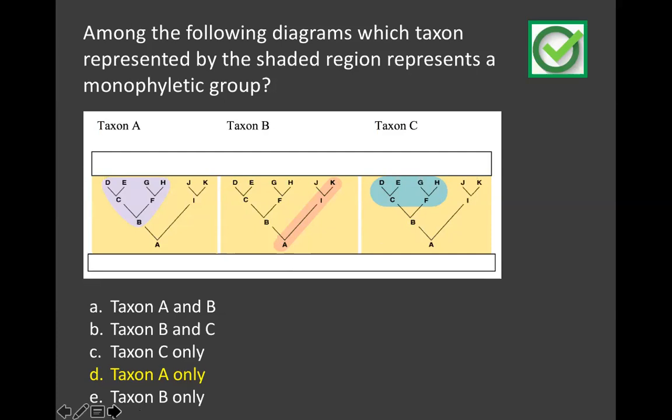So that's an introduction to the classification systematics of plants, a little bit about tree reading.